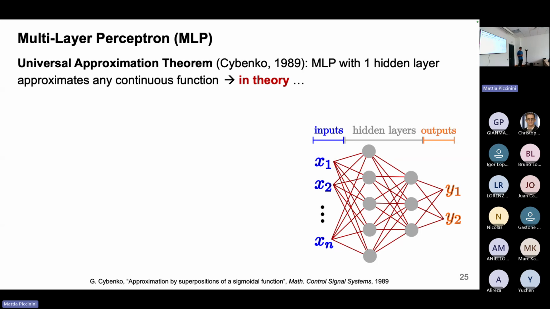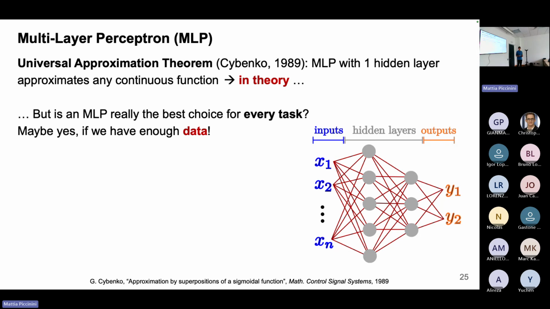The theory says yes, you can do that as long as you have enough data and enough perceptrons. But now I'm asking you, is a multi-layer perceptron really the best choice for every task that we have in our research? Well, it depends. If you have enough data, maybe an MLP is the best choice. But in real life, do we have the data? Maybe yes, maybe not.